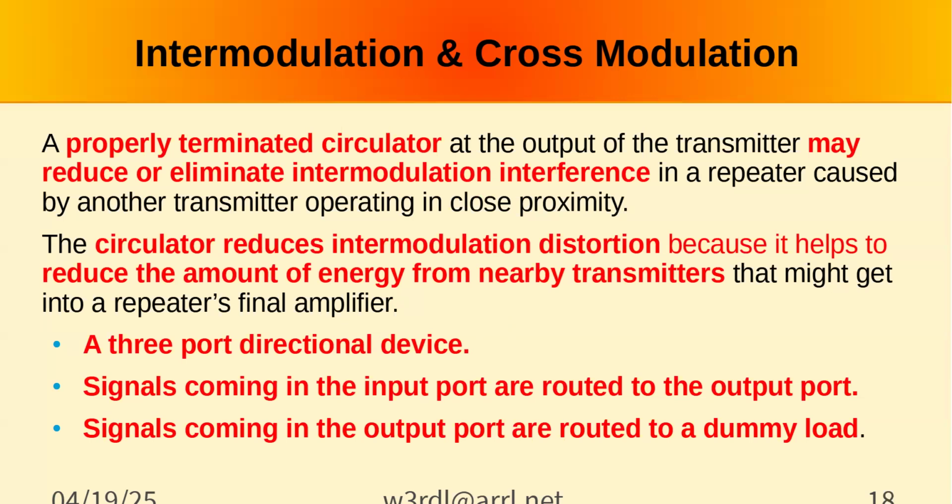It's a 3-port device. So I have the transmitter connected to it, I have my receiver connected to it, and I have a dummy load connected to it. So the way it supposedly works, if I get a received signal on the transmit line, it routes it to the dummy load. If I'm transmitting, it routes it to the antenna. If I'm in receive mode, it goes from the antenna to the receiver.